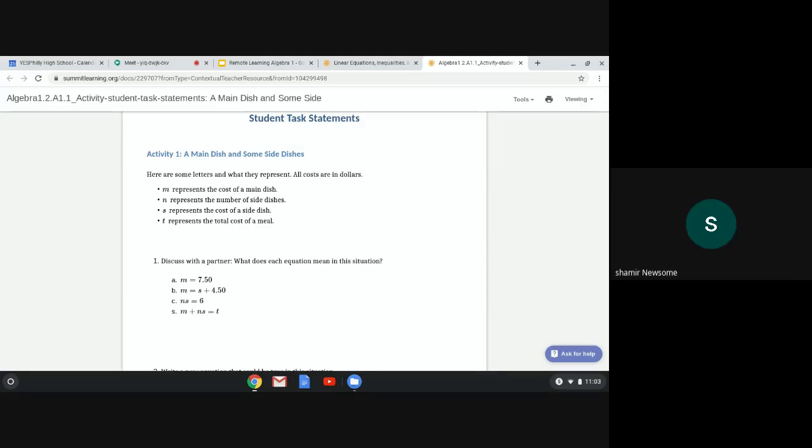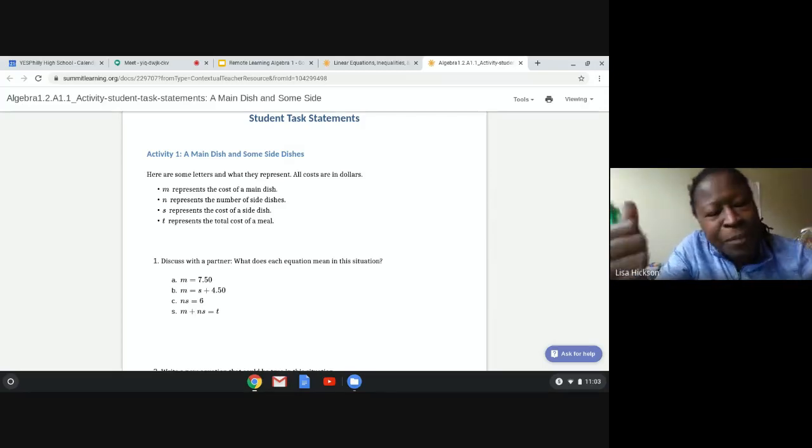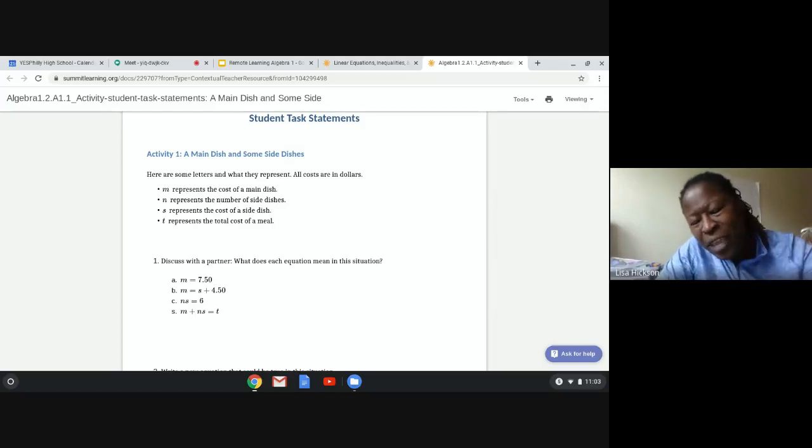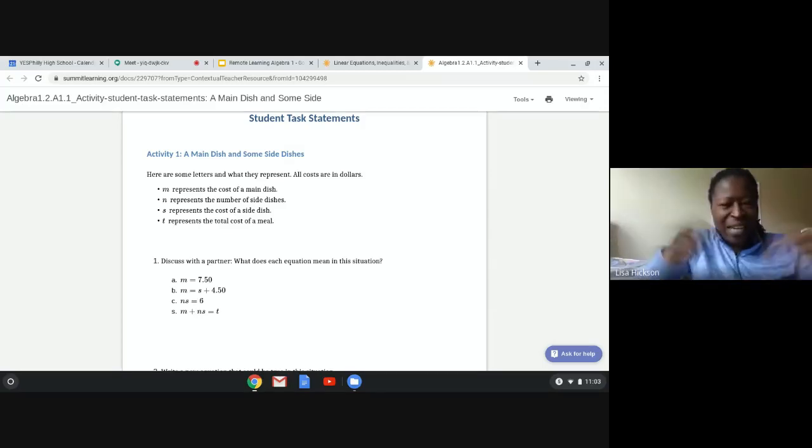Can somebody help him out? Yeah, help me out. 6 divided by 3. Because that's 6 divided by the cost of the side dishes. That's how many dishes you're going to have. Bam! Thank you. See, Zamir, you started it and Shamir picked it up. Absolutely. Ladies and gentlemen, if he divides by the cost of the side dish, then he will find the number of side dishes they purchased. All right, last one.